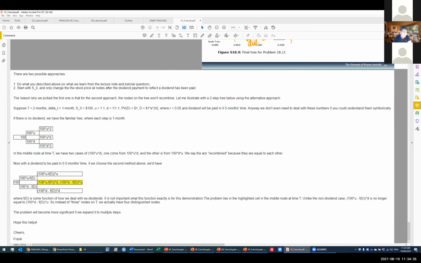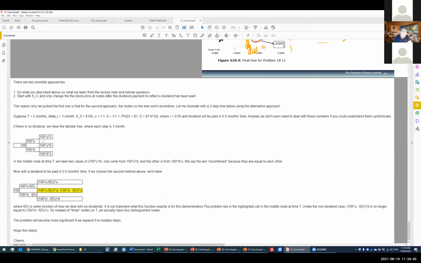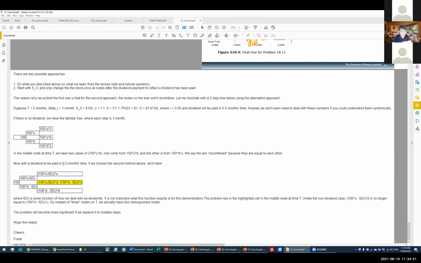So here we have four scenarios. How many scenarios would be the next one? 8 scenarios. How many of them would be the next one? 16 scenarios. So you can see that now we are actually overcomplicating the tree. And that's going to go exponential.